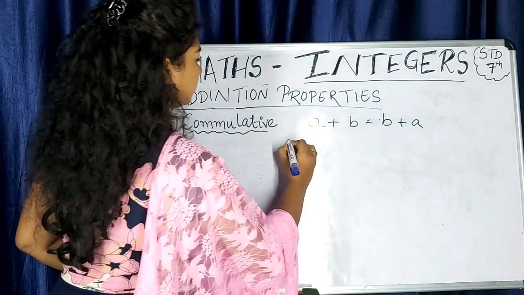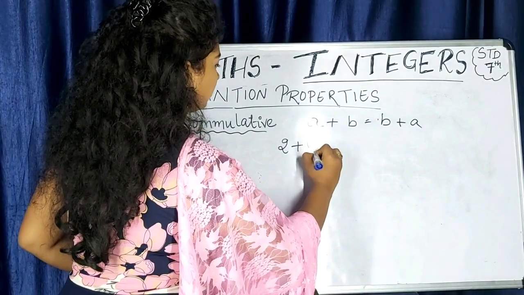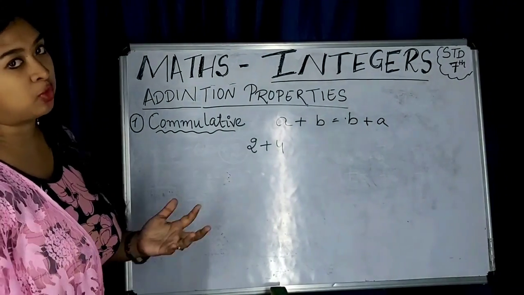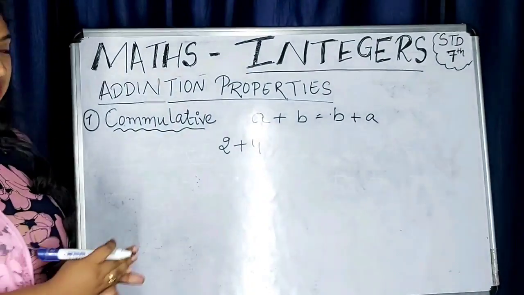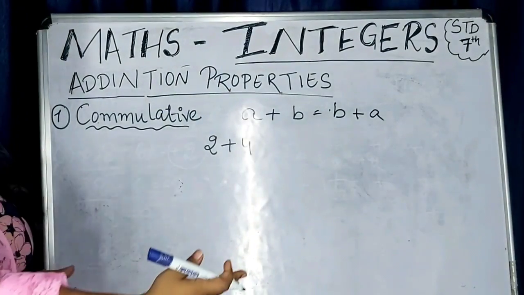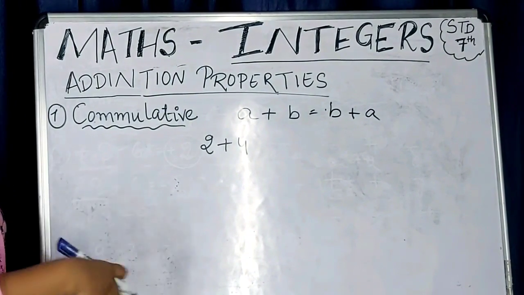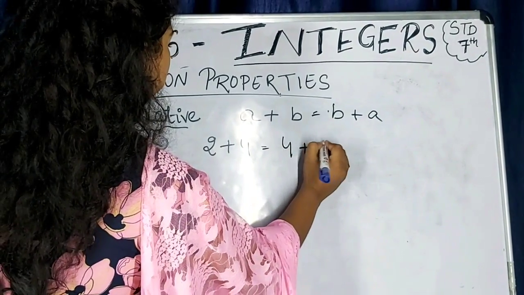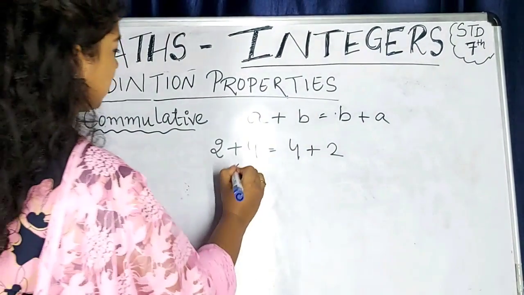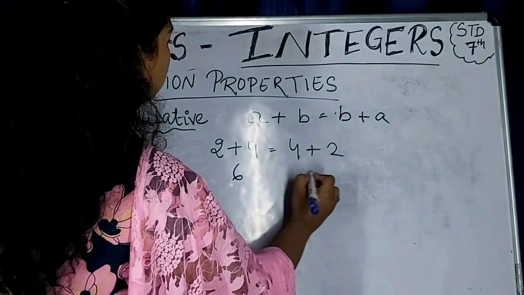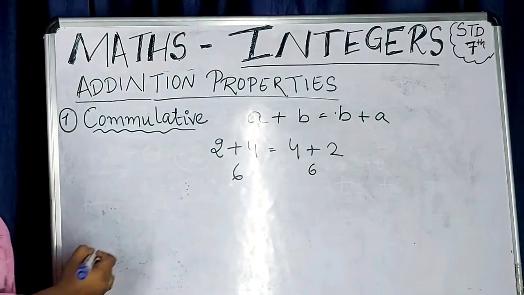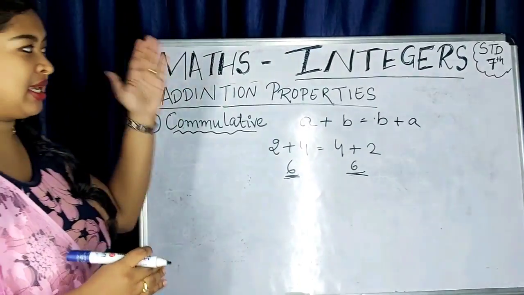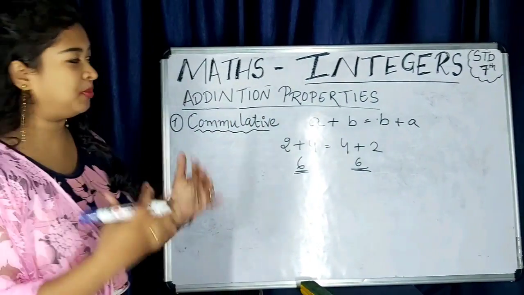Let me tell you an example. 2 plus 4. If you add 2 plus 4, what is going to come? It's going to be 6, right? So if you do 2 plus 4, 6 will come. If you do 4 plus 2, 6 will also come. See? 2 plus 4 is also 6 and 4 plus 2 is also 6. So it is the same answer. So what happens in the commutative property is A plus B equals B plus A.